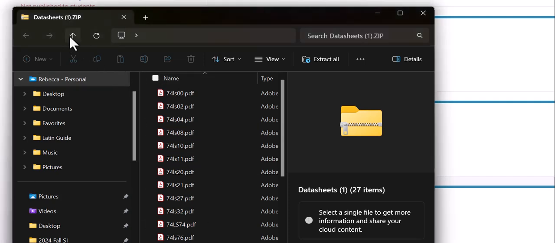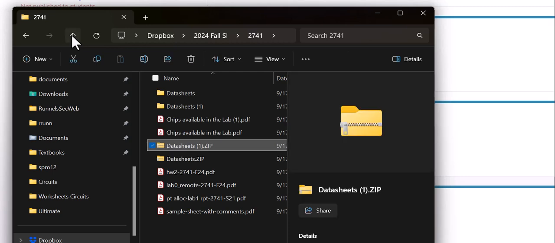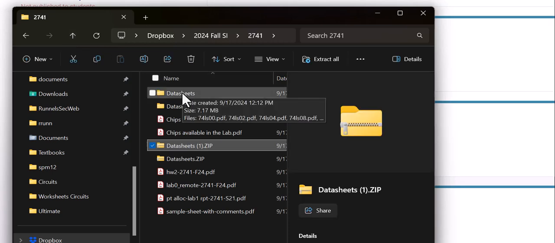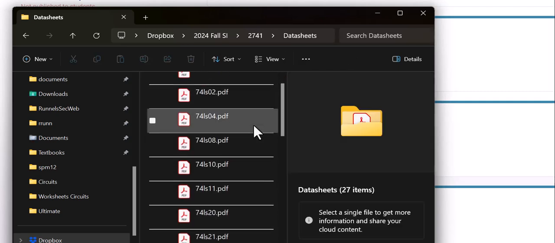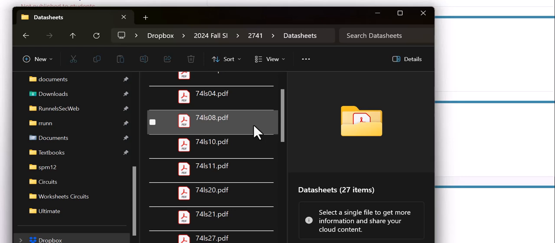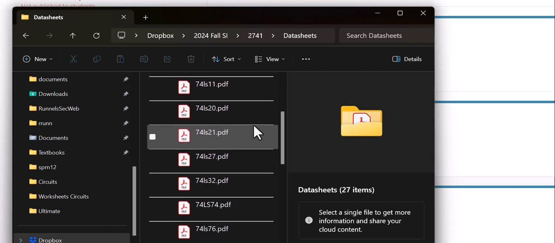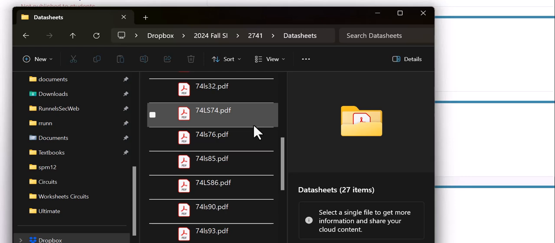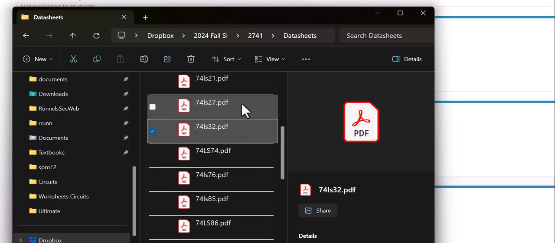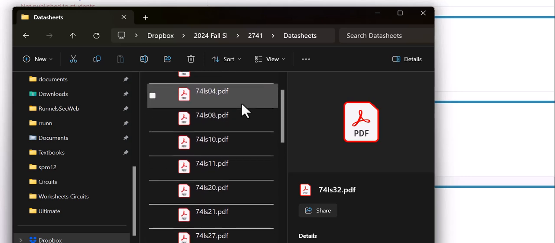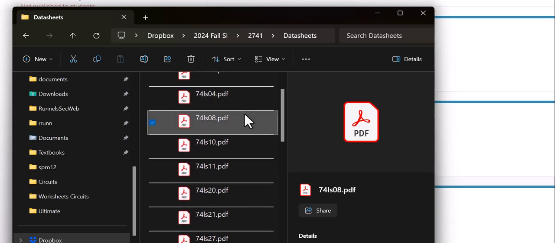The one for our lab is 74LS08. I believe so, yeah. And then after you unzip it, you'll have a folder called Data Sheets. And you'll go in there, so yours will be 74LS08. The one I'm doing is 74LS32. So we'll open up the one you're going to do, because that's not telling y'all too much.